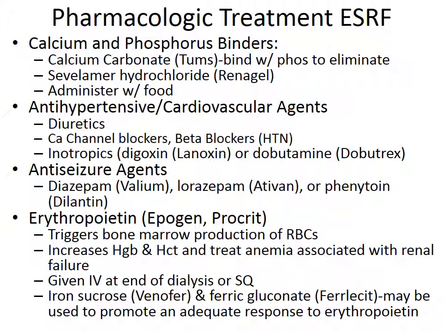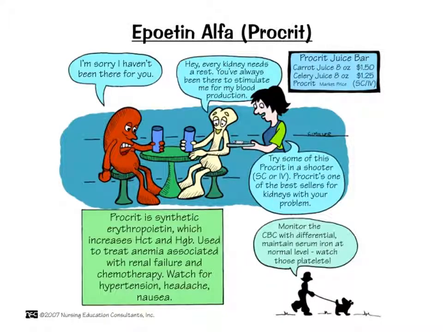Erythropoietin or Epogen or Procrit is another type of medication that's given to trigger bone marrow production of red blood cells. This increases the hemoglobin and hematocrit and treats the anemia associated with renal failure. Erythropoietin is often given IV at the end of dialysis or sub-Q, or iron sucrose, such as Venofer, or ferric gluconate, such as Ferrlecit, may be used to promote an adequate response to the erythropoietin. Without adequate iron levels, the erythropoietin is not able to work. Here's another slide that talks a little bit about Procrit and its benefits.